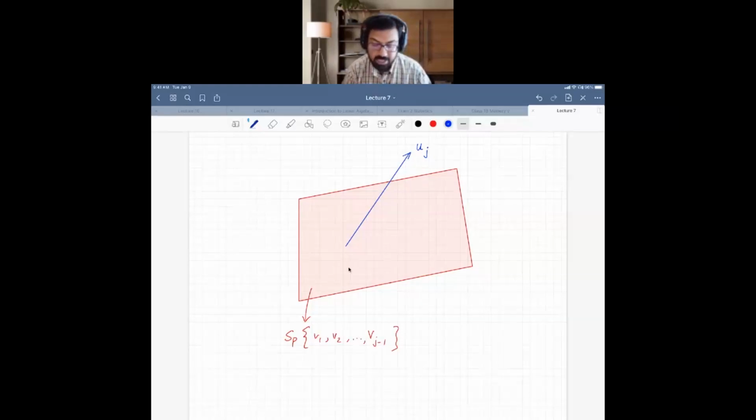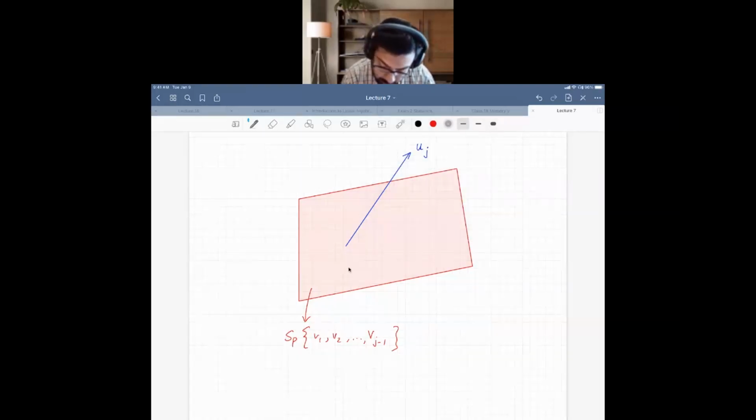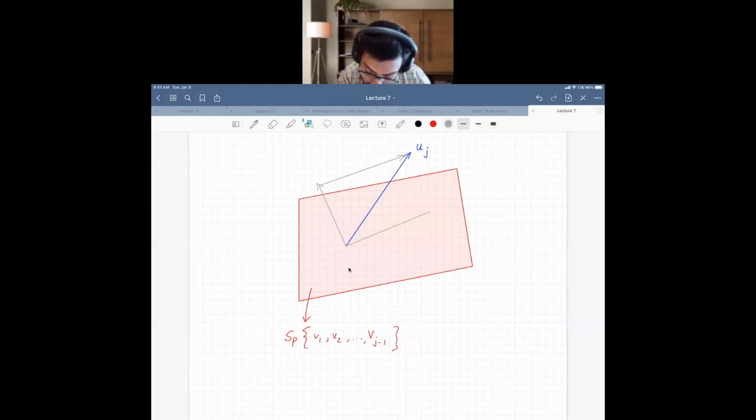What am I going to do? I'm going to project uj onto my span. So when I do that, I'm going to get two things here. Let me draw them in. So I get two things. One is here, and then the other one will be here, right? And similarly, I can say this one is here and here. So the blue guy is over there.